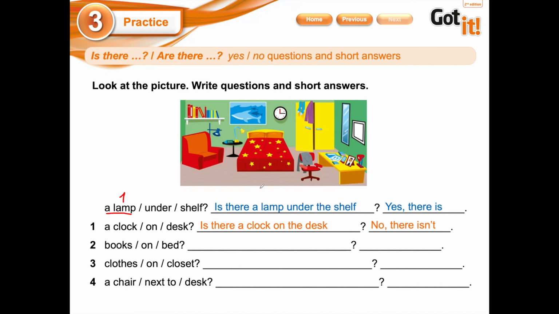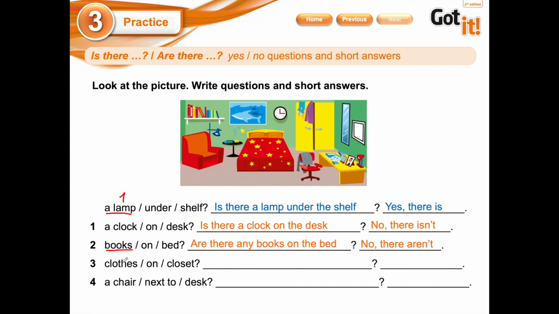Let's go with number 2. It says books. This is not the same as the other ones. It ends in S, so it means that you don't have one book. It means that you have 1, 2, 3, 4, or 5 books on the bed. So you cannot use "is there." Are there any books on the bed? And you pay attention to the bed, and no, there aren't.